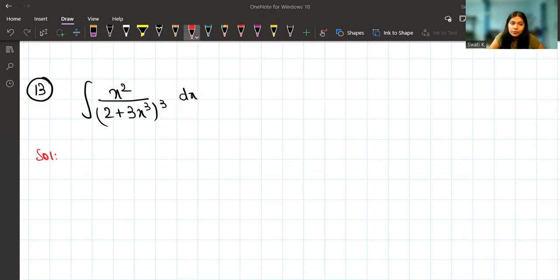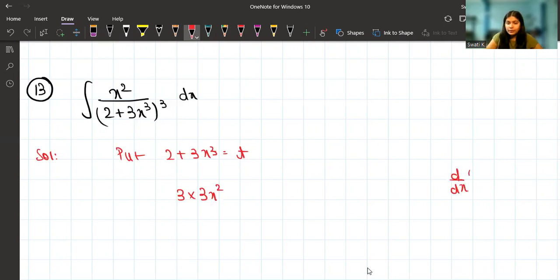I'm going to substitute simply 2 plus 3x cube as t. So 2 plus 3x cube equals t. If you take the derivative, the derivative of 2 is 0 because that's a constant, and the derivative of 3x cube will become 3 as it is, and x cube's derivative is 3x squared. You know the formula, right? Derivative of x raised to n. This is a very basic formula: n times x raised to n minus 1. Using that formula, it is 3x squared. And of course dx, and then of course dt.